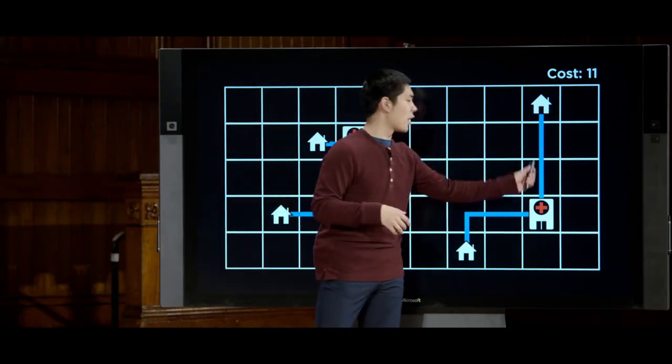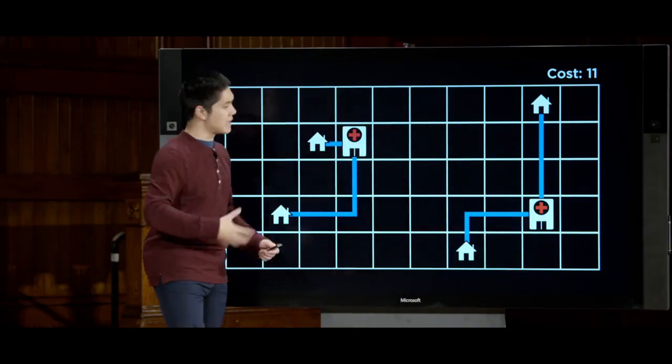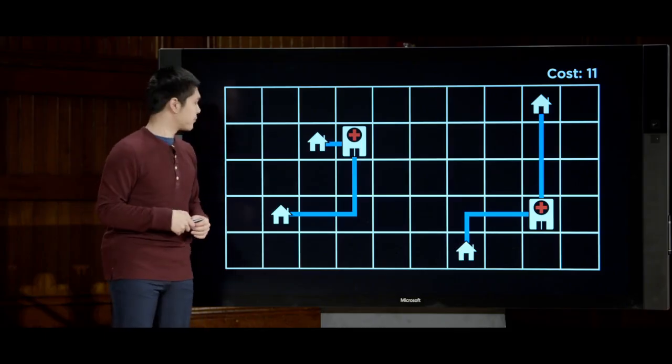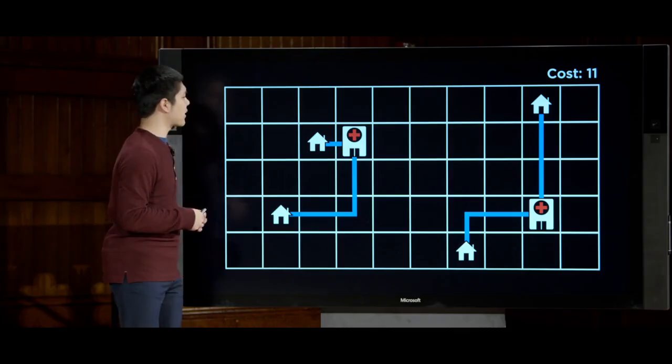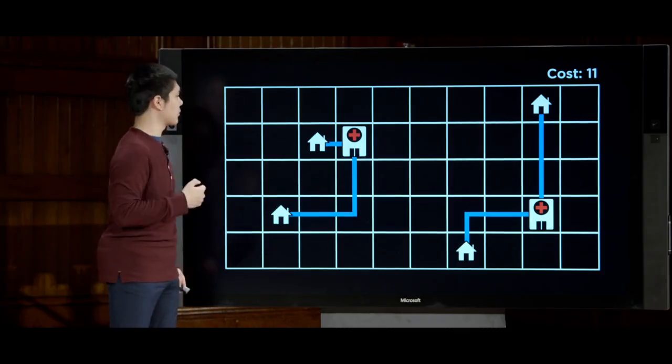Any neighbor we move it to, up, left, down, or right, is either going to make it further away from the houses and increase the cost, or it's going to have no effect on the cost whatsoever. And so the question we might now ask is, is this the best we could do? Is this the best placement of the hospitals we could possibly have?